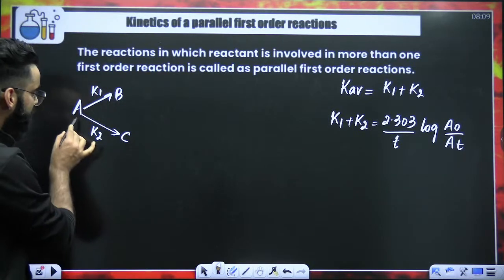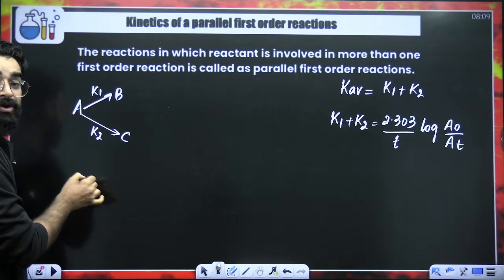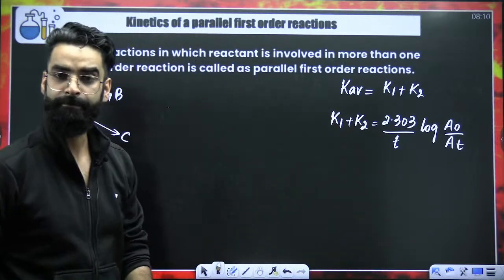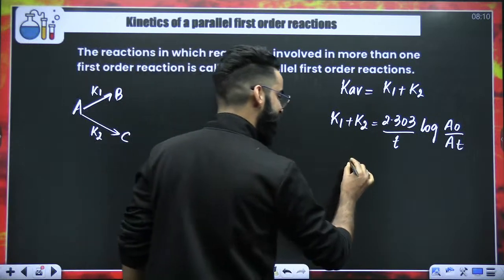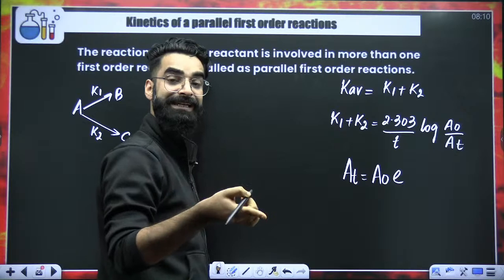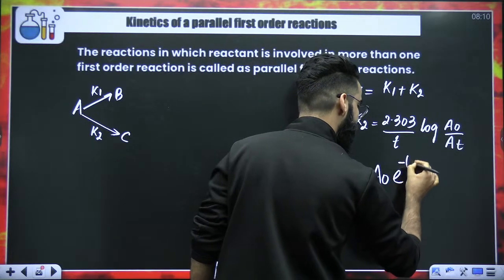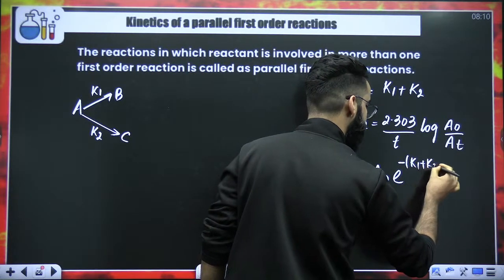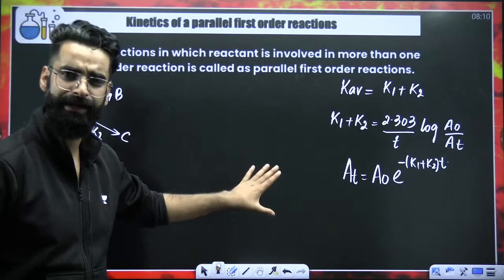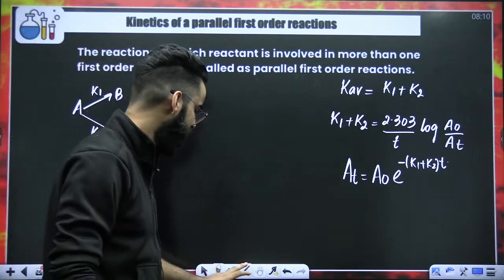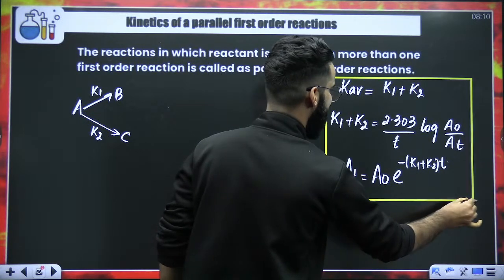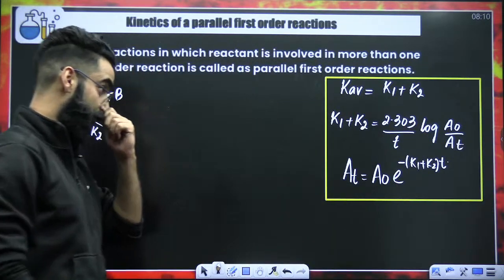Now, for example, if there was one more reaction, A gives D, whose rate constant was K3, then I was supposed to write K1 plus K2 plus K3. If you remember one more equation I had given you in the first order, A t is equal to A naught e raised to the power minus Kt. So instead of K, I'll be just writing K1 plus K2 multiplied by t, right? These are a few equations which you are going to remember directly. No need for their derivation. Now, guys, is that it? That's not it. Let me tell you a few more things.